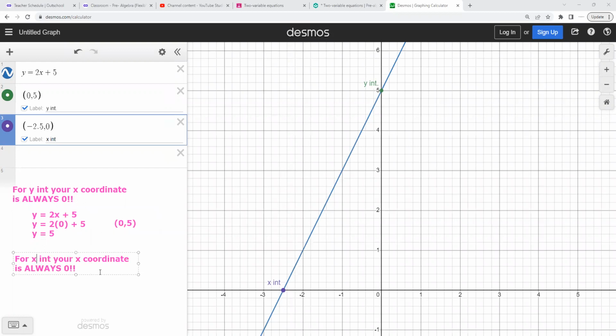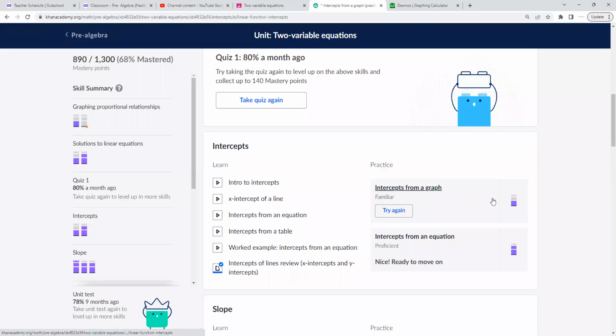For the x-intercept, it's the opposite. Your y coordinate is always 0. So if I plugged in a 0 for y, I could solve for x. I would minus 5 to the other side, divide by 2, and I would get x is negative 2.5, which is what we had. We had when x was negative 2.5, y was 0. And so that's how you can find the x and y intercept, by looking at the graph and by not looking at the graph.